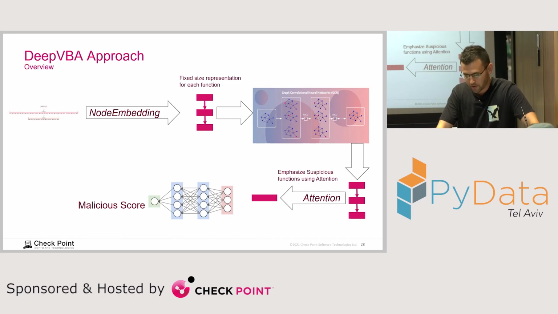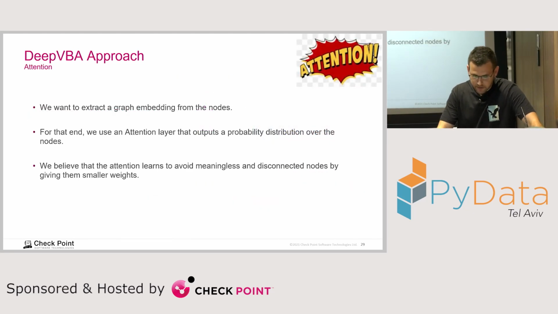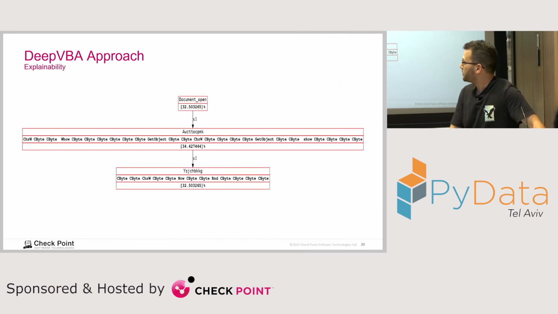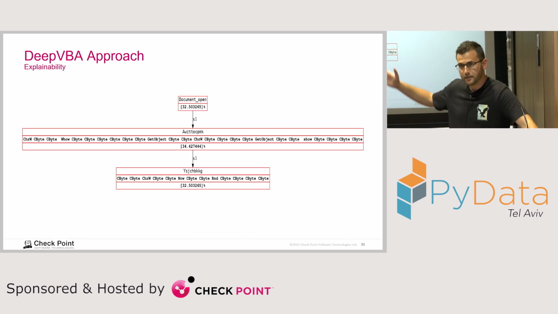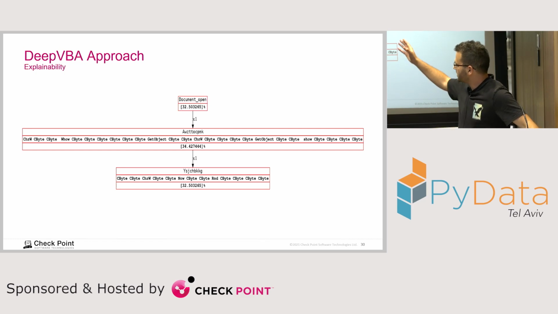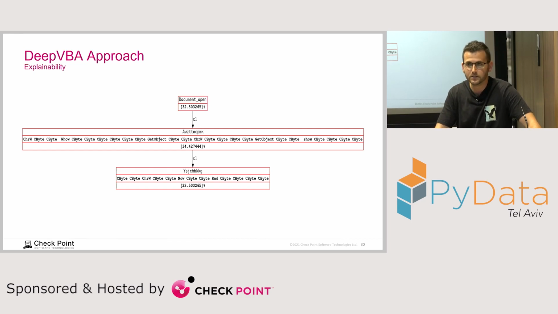So after the graph neural network, we still have a graph, and we still want to compress it to get a graph embedding. So we use an attention layer. What the attention layer basically does is output a probability distribution over the nodes, and then we use that probability distribution to do a weighted average over the nodes to get a single graph embedding. And there's a cool feature to it: as you can see here, I ran our model on the Emotet example. It, of course, detected it as malicious, and it also decided to give a uniform distribution over the malicious nodes. That's because all of the nodes are malicious.